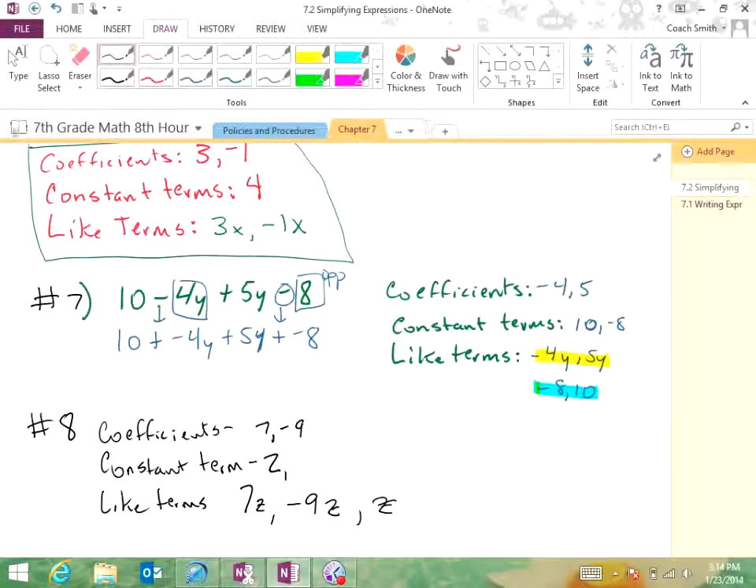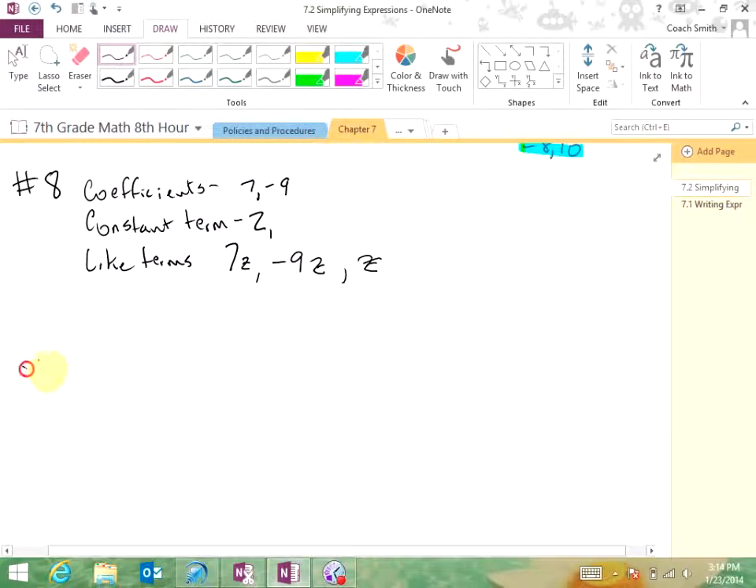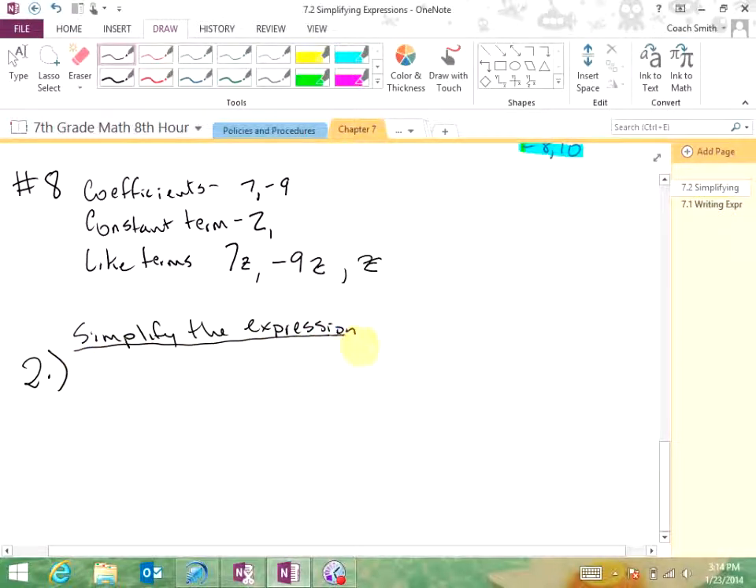Now, that brings us to the next step. Let's go back to our original problem, number 2. The directions say simplify the expression. So we have the expression 3a plus 9 minus a. First thing we did is that we changed the subtraction to addition.